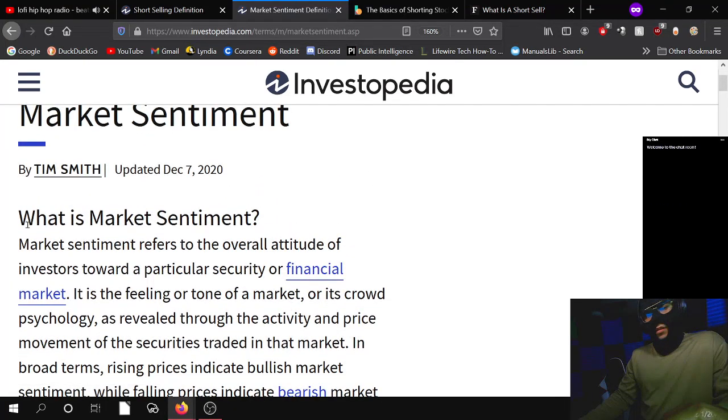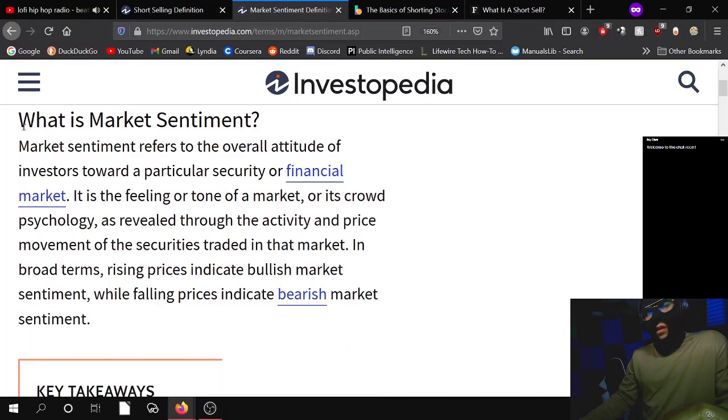Market sentiment, from Jim Smith this time. What is market sentiment? Market sentiment refers to the overall attitude of investors toward a particular security or financial market. It is the feeling or tone of a market, or its crowd psychology, as revealed through the activity and price movement of securities traded in the market. Yeah, I understand that.